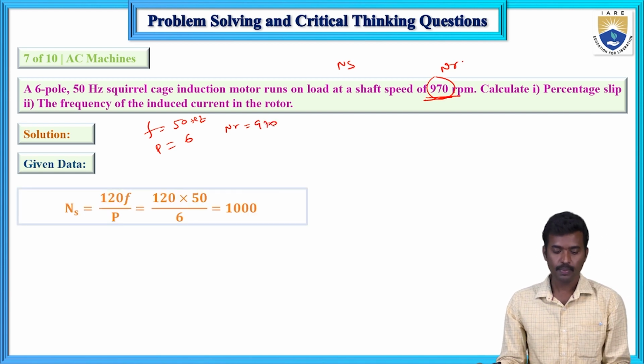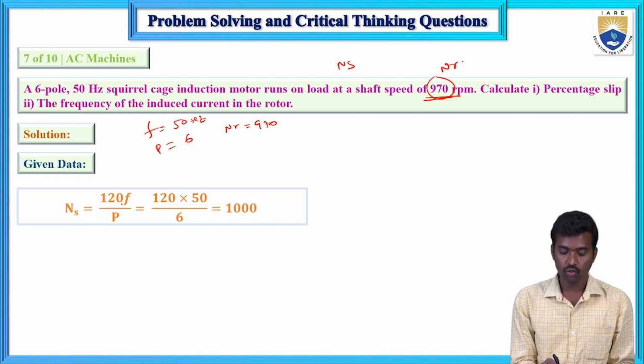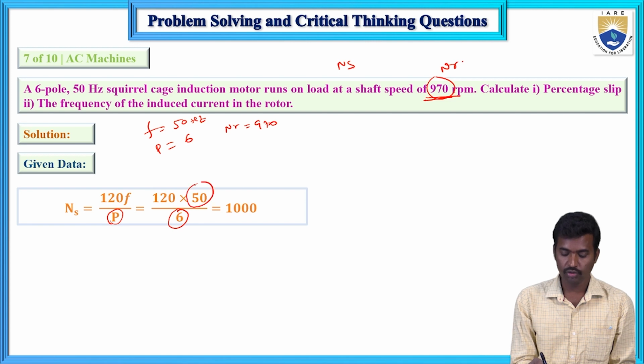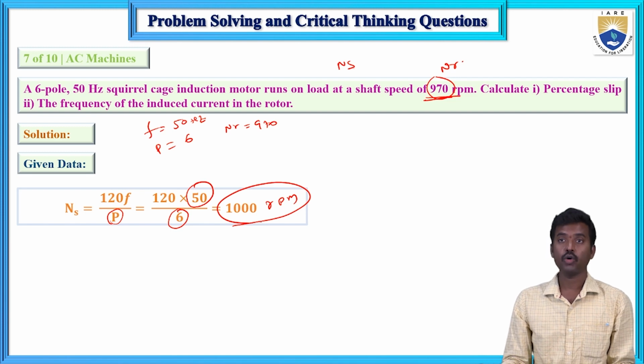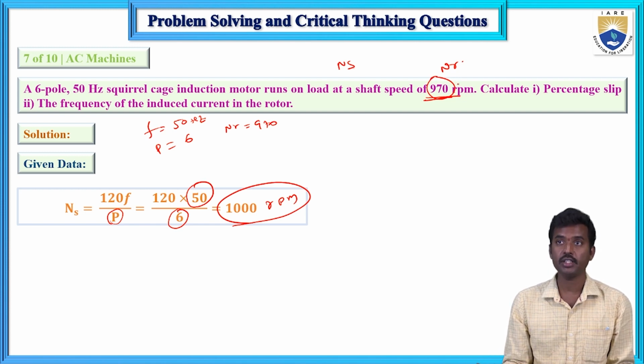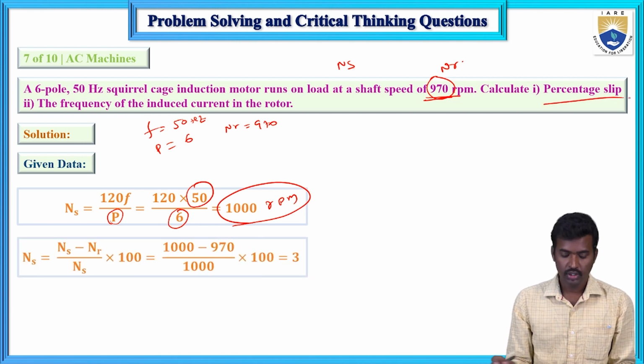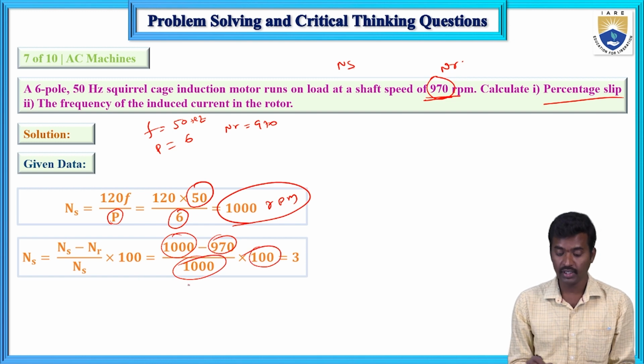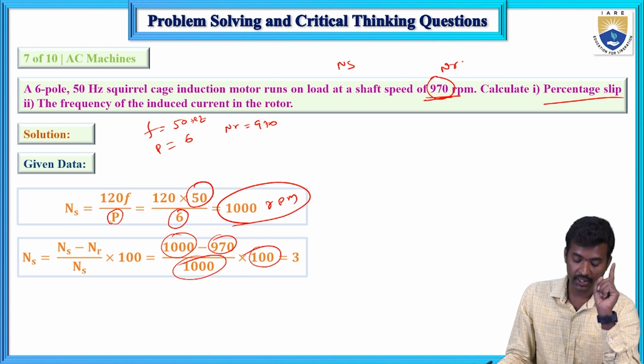Now NS equals 120 F by P, so with P equals 6 and F equals 50, NS equals 1000 RPM. Now we have the synchronous speed value, 1000 RPM, and the running speed. If we know the running speed and synchronous speed, we can determine the percentage slip. Percentage slip formula: NS minus NR divided by NS into 100. So 1000 minus 970 divided by 1000 into 100.